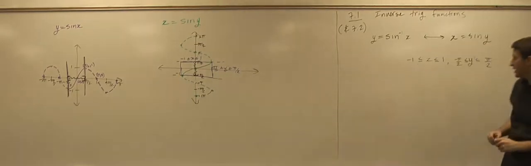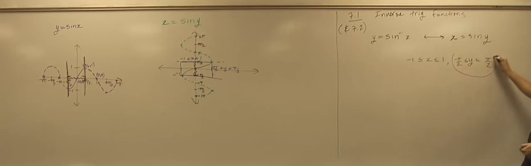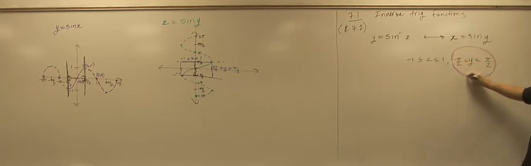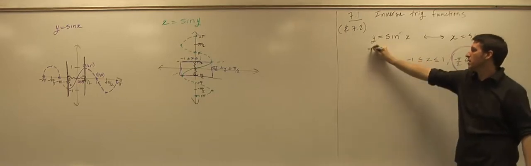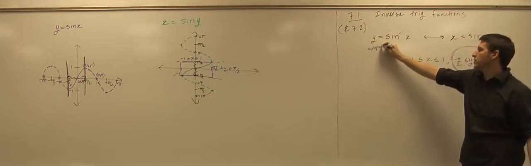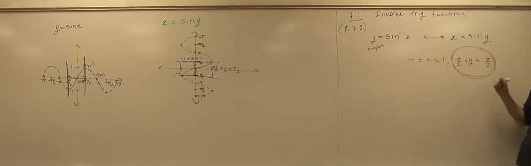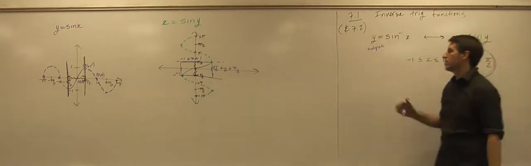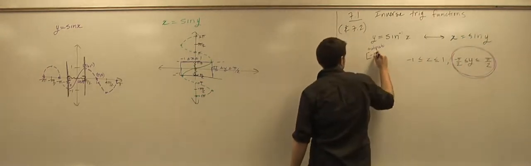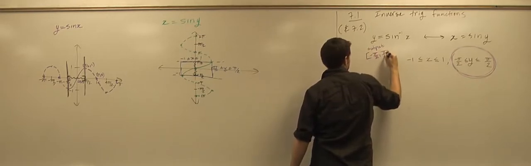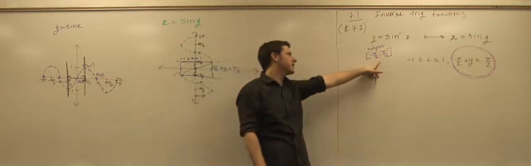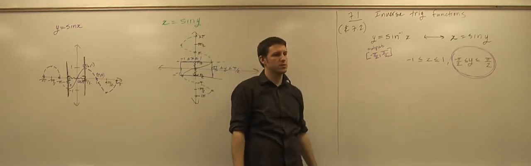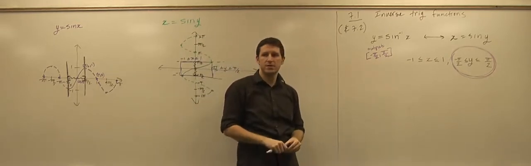When you're evaluating it, this is really what comes into play. You always need to make sure that the output of your inverse function is between negative pi over 2 and pi over 2. So usually I would write it like this. If you ever get an answer when you're evaluating one of these that does not fit into this range, it's wrong.